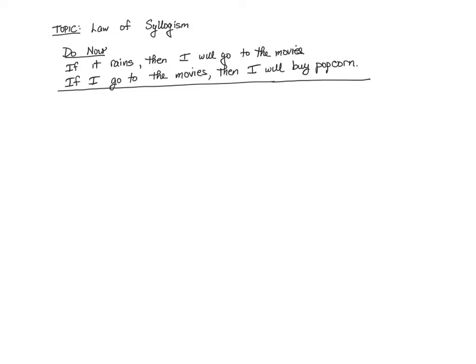Suppose I said, if it rains, then I will go to the movies, and that's a true statement. And also, if I go to the movies, then I will buy popcorn is also a true statement. Well, it would seem logical that the following conclusion can be formed: if it rains, then I will buy popcorn.